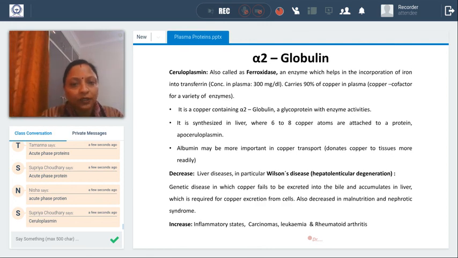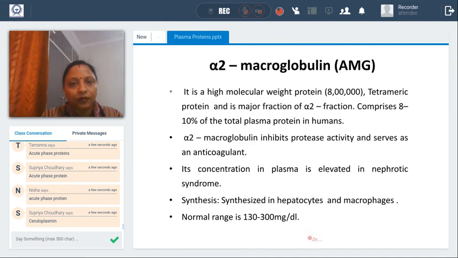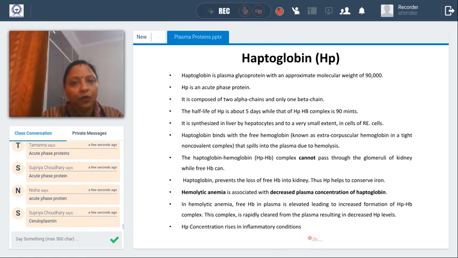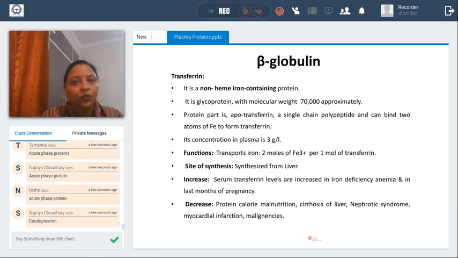Its deficiency is important in liver diseases like Wilson disease, hepatolenticular degeneration. Alpha 2 macroglobulin inhibits protease activity. Haptoglobin is important because it helps to conserve iron and prevents the loss of free hemoglobin through the kidney. Its deficiency occurs in hemolytic anemia. Beta globulins include transferrin, a non-heme iron containing protein.